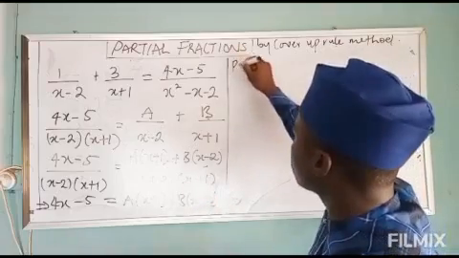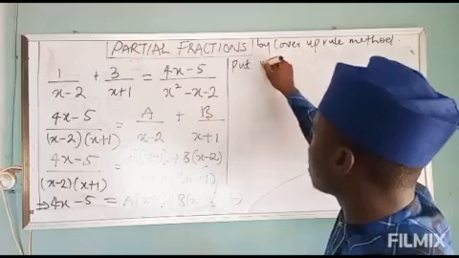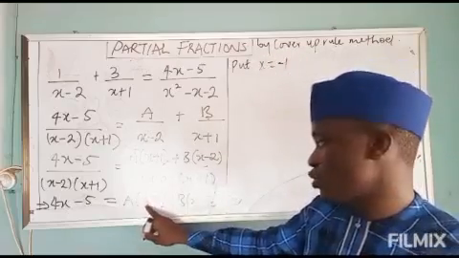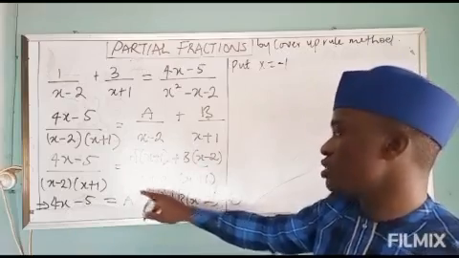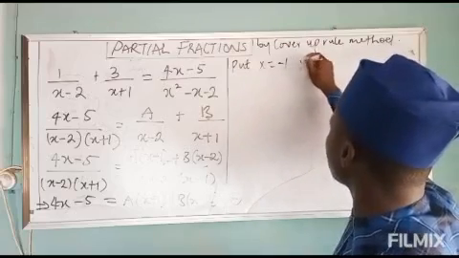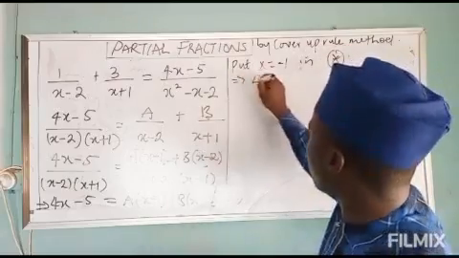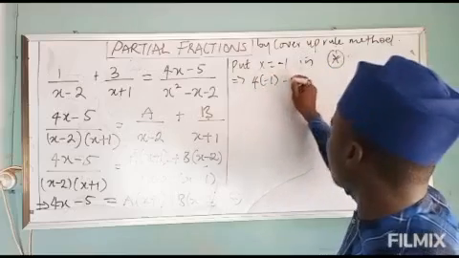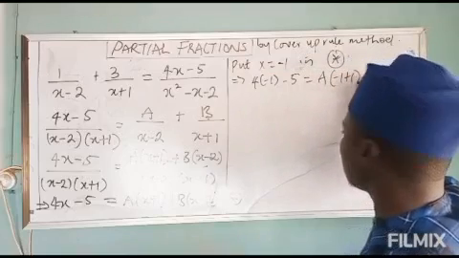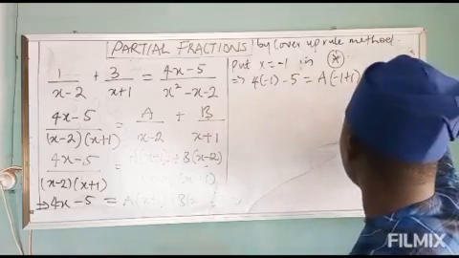So now I want to make this a-part 0. Definitely I'll be putting x equals to what? -1, because if I put x equals -1 here, we have -1 plus 1, so everything will be 0. Therefore we have what? In star. Put this in equation star. Definitely we are going to have 4 into -1 minus 5 equals a into (-1 plus 1), then plus b into (-1 minus 2), we have -3.